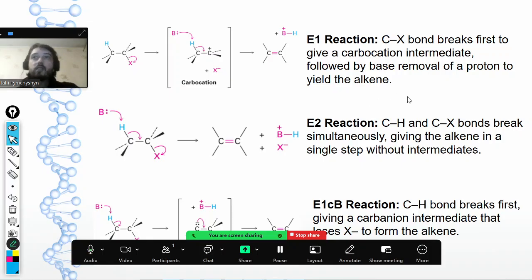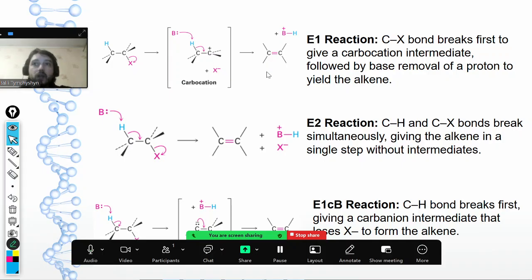The C-X bond breaks first to give a carbocation intermediate, followed by base removal of a proton to yield, let's say, an alkene. So here we have our initial molecule, our substrate, and the leaving group leaves. We get some carbocation intermediate. Now if any base abstracts this proton, we will have some electron pair to put in here, to form a double bond.